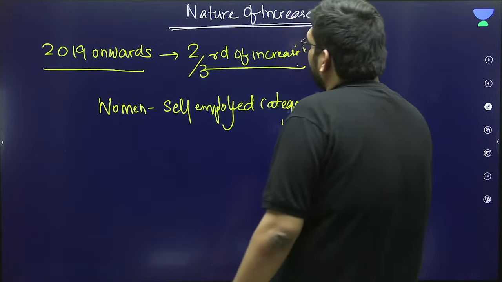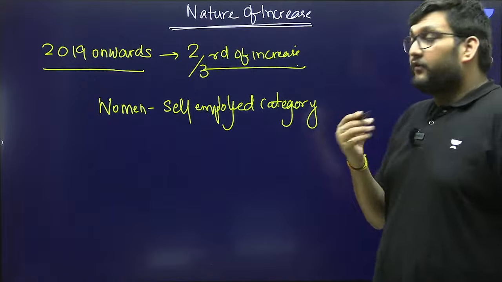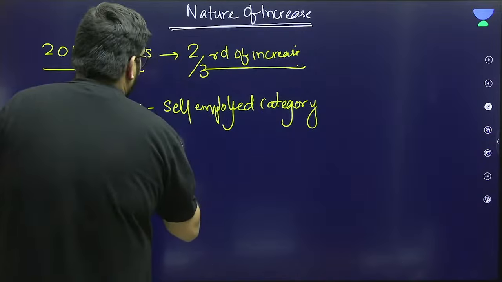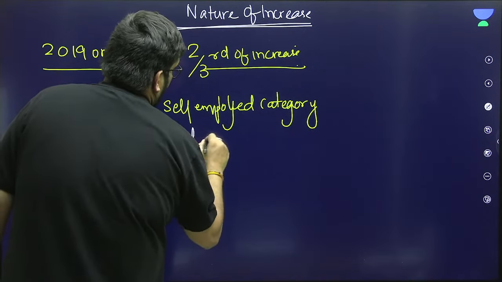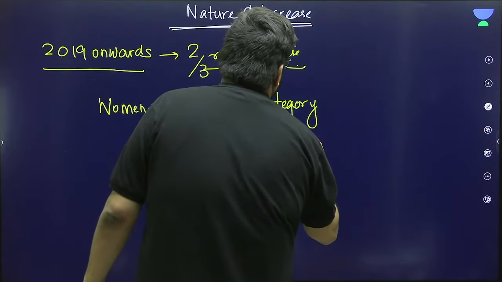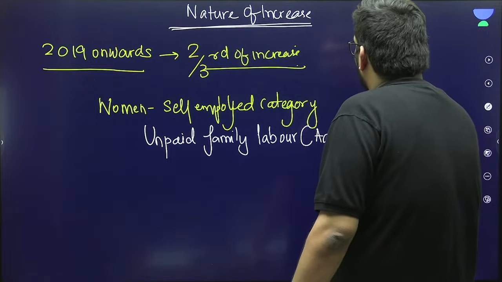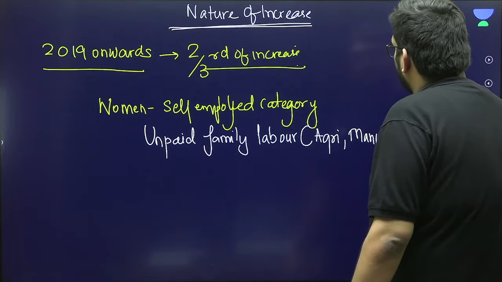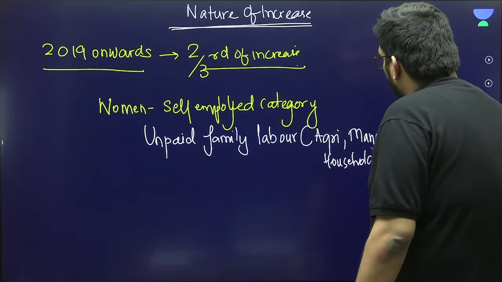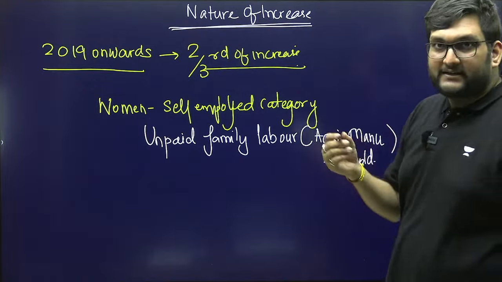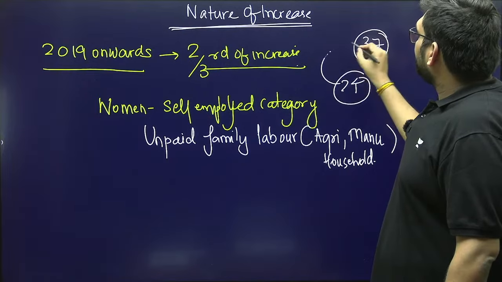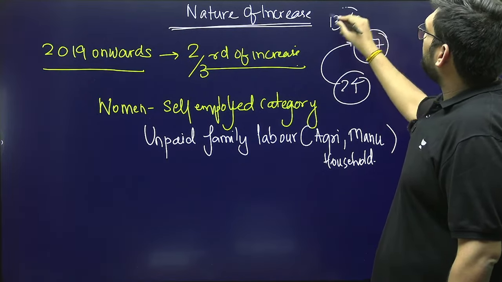And within the self-employed category, they fall under one more important subdivision, which is the concept of unpaid family labor. Now, this unpaid family labor can be in agriculture, can be in manufacturing, which is household manufacturing, and can be the household itself.